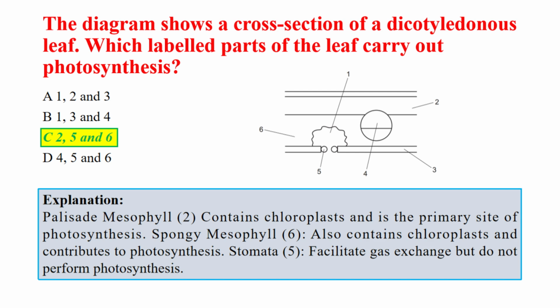In the first question, the diagram shows a cross-section of a dicotyledonous leaf. Which labeled parts of the leaf carry out photosynthesis? The answer is C, 2, 5, and 6. Let's break this down. The palisade mesophyll labeled 2 is rich in chloroplasts and is the main site of photosynthesis. The spongy mesophyll labeled as 6 also contains chloroplasts and contributes to photosynthesis. The stomata labeled as 5 are involved in gas exchange but do not perform photosynthesis themselves.